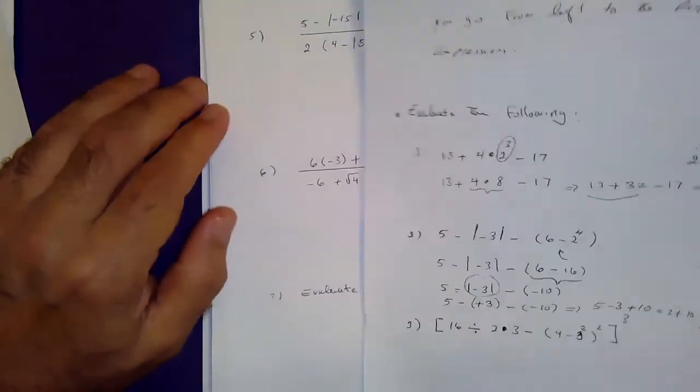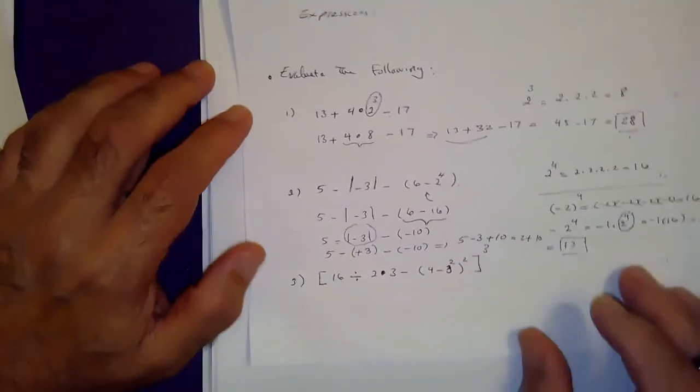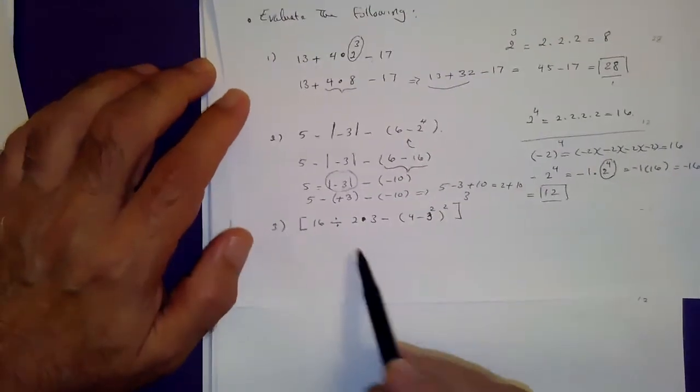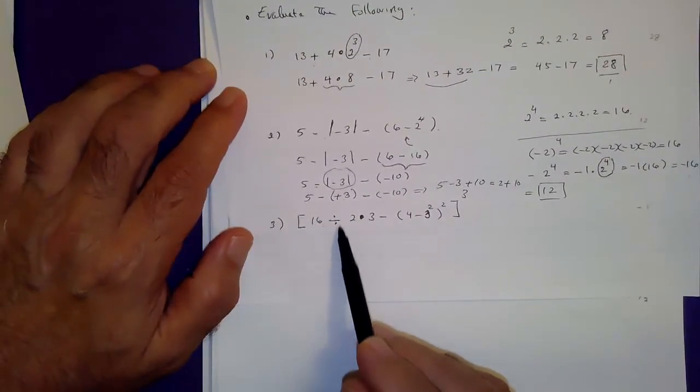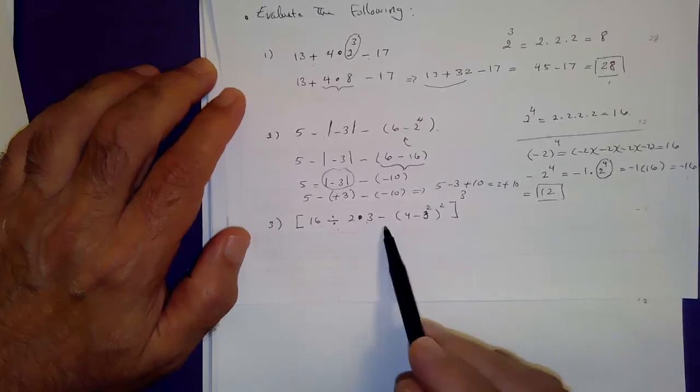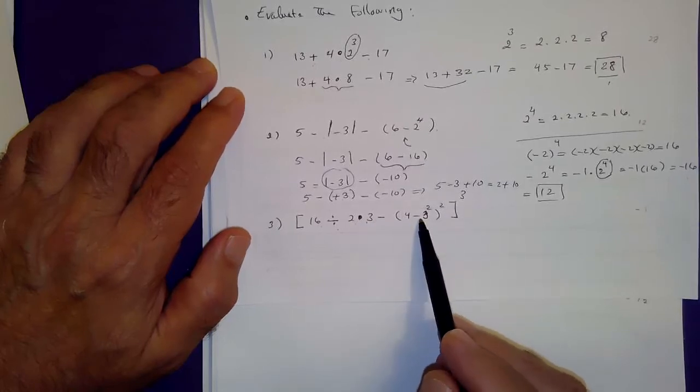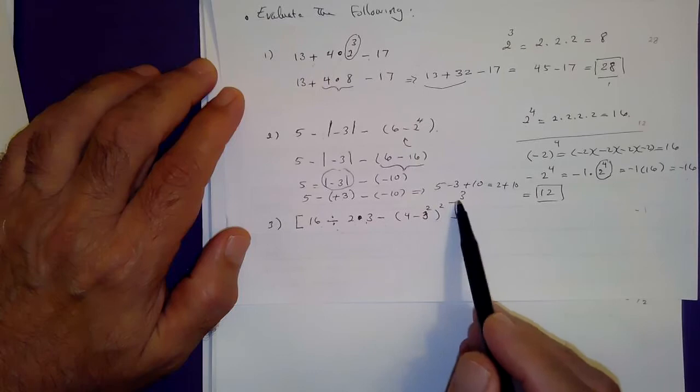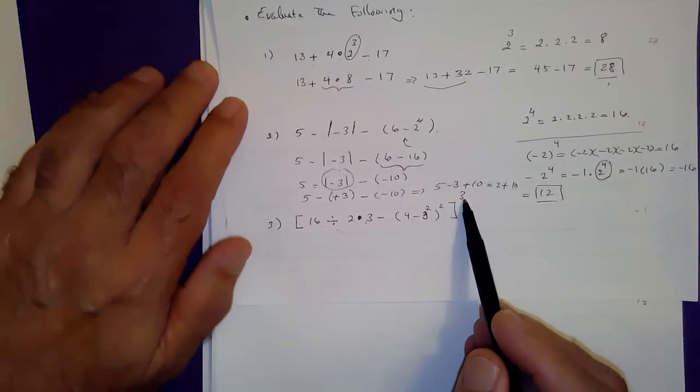So this pretty much goes on. The next one is brackets, 16 divided by 2 times 3 minus quantity 4 minus 3 squared, quantity squared, quantity to the power of 3.